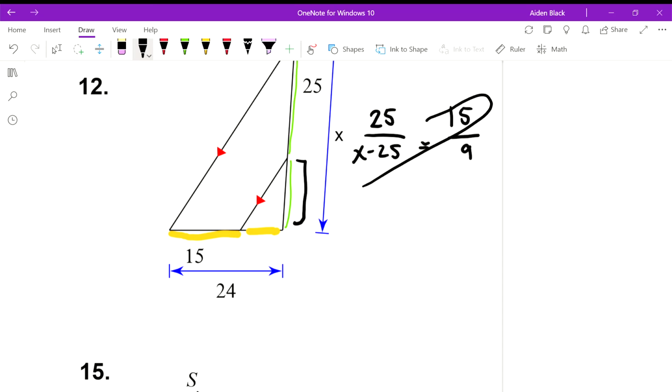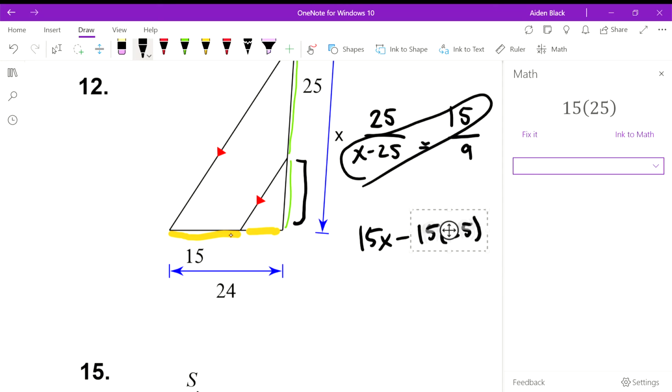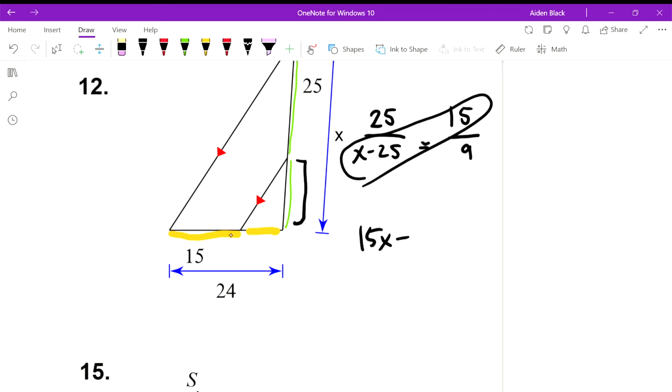So cross multiply, we get 15x minus 15 times 25. Give us that number. I can't do it in my head. Just can't do it. 375 is equal to 25 times 9. If you had 9 quarters, how much money would you have? I know if I had 8 quarters, I would have $2. So I should have $2.25.